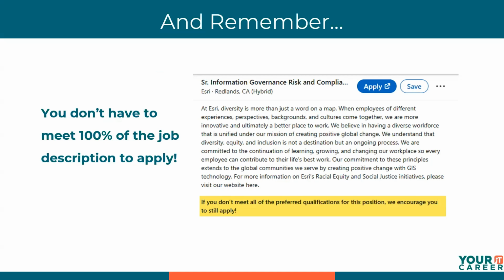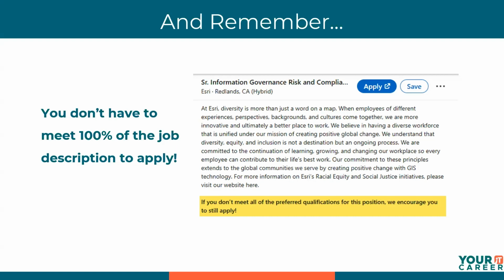Because guess what? There are people that are going to have 0%, 10% that are applying. Why not put yourself in the running? And there might be nobody out there that has everything. So don't take yourself out of the running and actually just see, do I know most of this? 60-70%? Go ahead and apply.